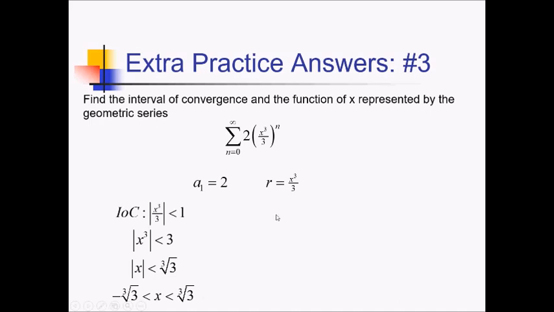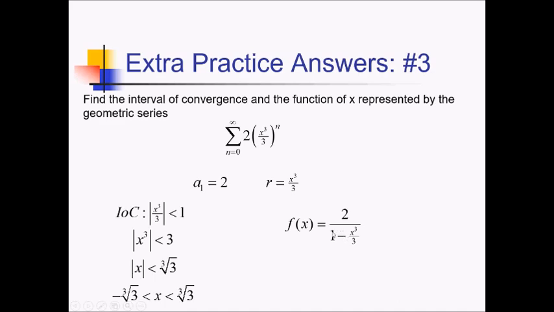Now to write this as a function, I can write f of x equals whatever the sum of this thing actually is. And for that, I can use my a1 over 1 minus r formula. So I can write f of x equals 2 over 1 minus x cubed over 3. And I am going to try to simplify this. So first, in the big denominator here, I'm going to do 1 minus x cubed over 3. I'm going to merge that into a single fraction.